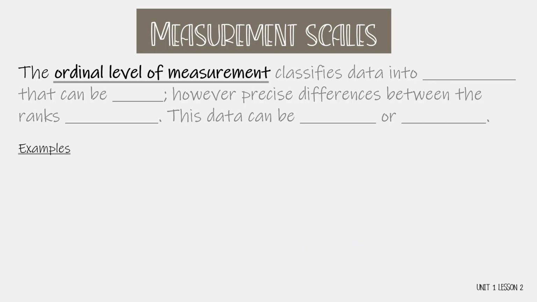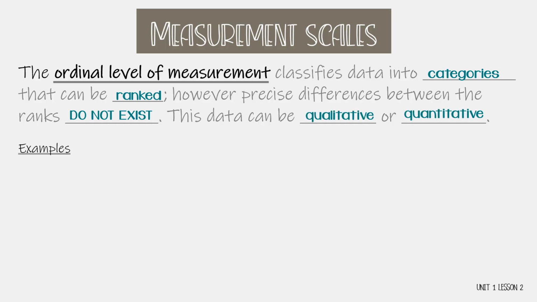Next level of measurement, the next higher one, is ordinal level of measurement. It classifies data into categories, but these can be ranked. However, precise differences between the ranks do not exist. This data can be both qualitative or quantitative. Examples: your grade, A, B, C, or D. We do percentages, which is so much better. But if you're just getting a letter grade, an A can range from 90 to 100. So if we are comparing A's and B's, there isn't a precise difference between those ranks.